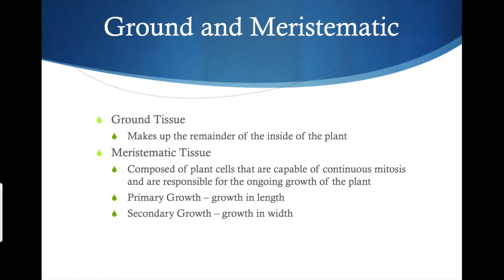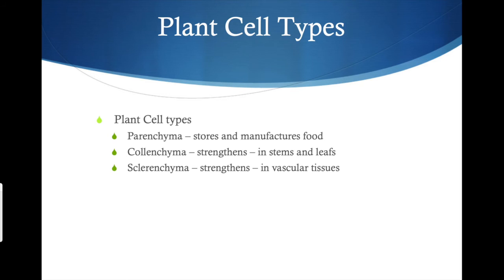Ground tissue is what makes up the remainder of the inside of the plant, and then meristematic tissue, composed of plant cells that are capable of continuous mitosis. So meristematic tissue is like the growth tissue, all right? We always talk about growth in two ways, primary and secondary. Primary growth is like a plant growing up in height or a branch growing out in length. And secondary growth is its growth in width, okay? So a plant will grow tall, and then the stem will start to widen, which is secondary growth. And all this is done with meristematic tissue, all right?